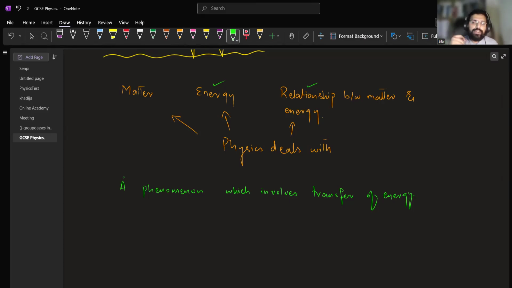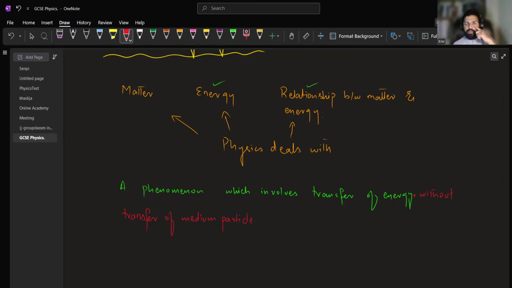Whenever you have to define a wave, you don't just have to mention that it is a transfer of energy. No, you must mention the second part as well. And what's the second part? I will write it down in red color. Whenever you're trying to explain wave motion, the wave is a phenomenon which involves the transfer of energy without transfer of medium particles. This is the important thing.